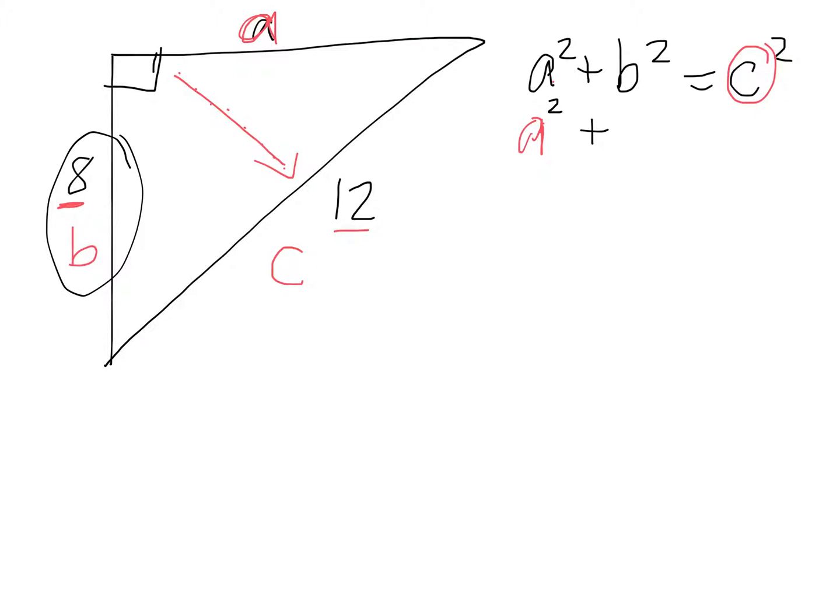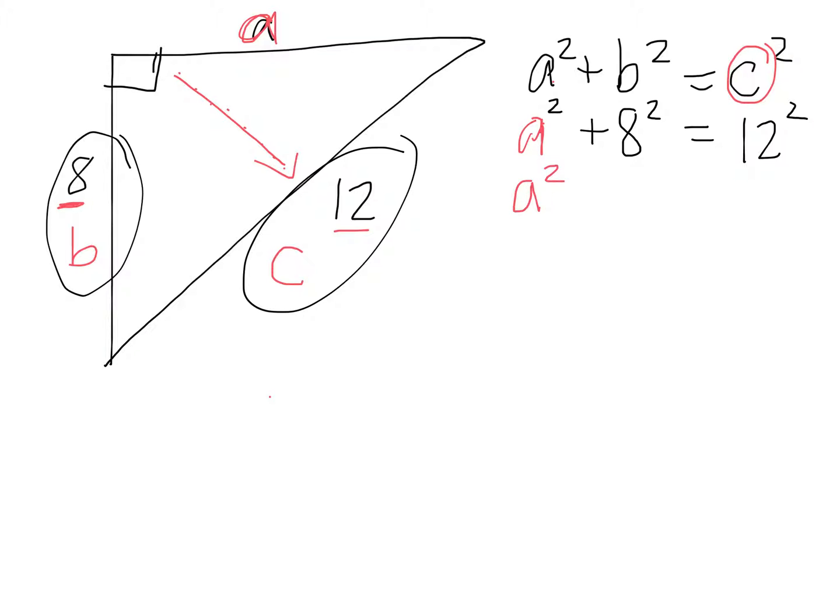So A squared plus what? 8 squared equals, do we know C? Equals 12 squared. Okay? Now we always want to simplify our exponents first. Okay, so look here, this is important. I can't do anything with my A squared, so I'm going to leave that as A squared.